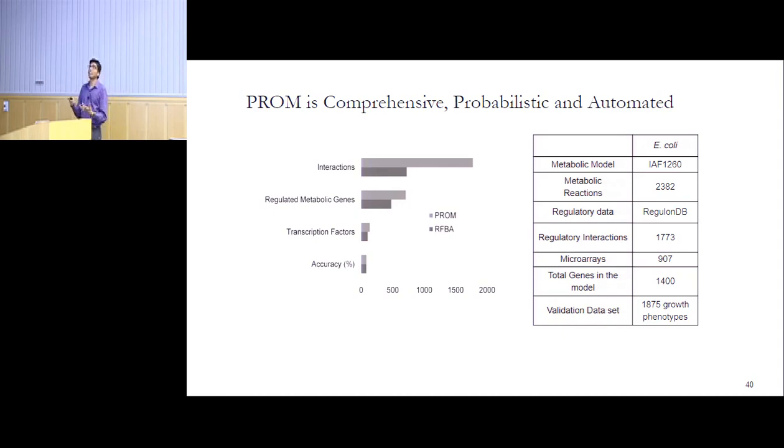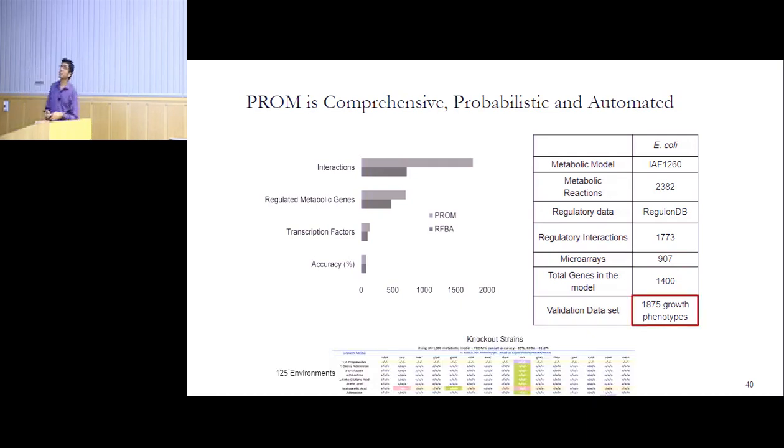So we can build really large models with this. Using a manually curated approach like RFBA, we can only have models with a few hundred interactions, whereas with PROM we can have more than 1,500 interactions. This also improves the accuracy of the model predictions. We tested PROM using data from more than 1,800 different growth phenotypes. What this means is that we knocked out different transcription factors and exposed the bacteria to over 125 different growth conditions. This may involve different carbon sources, different nitrogen sources, or a combination of gene knockouts and different carbon sources. PROM was able to predict the outcomes with 85% accuracy in over 1,800 different conditions.